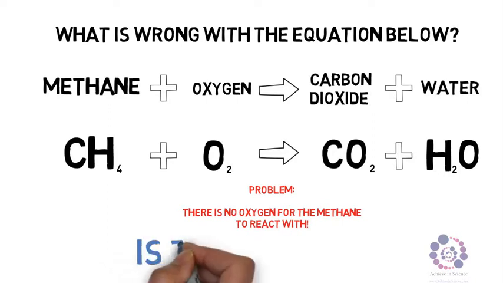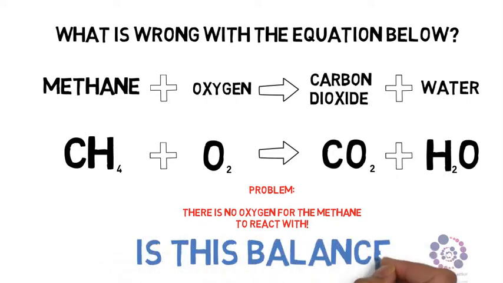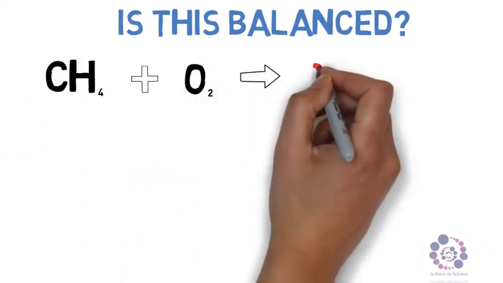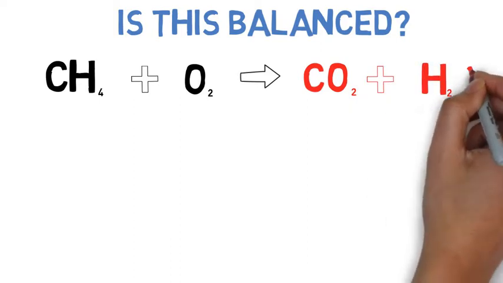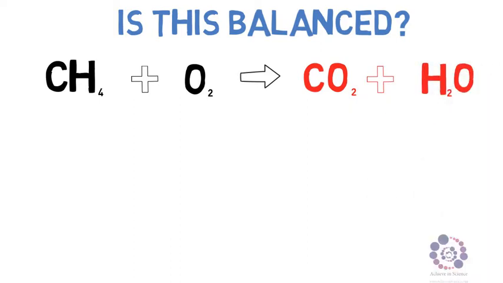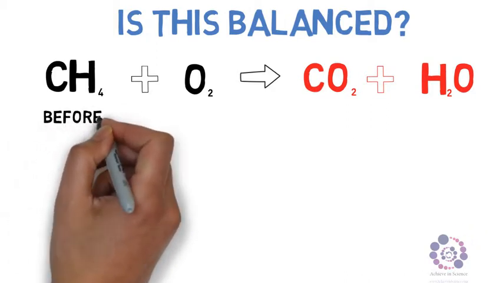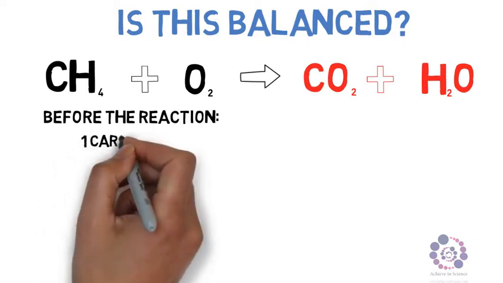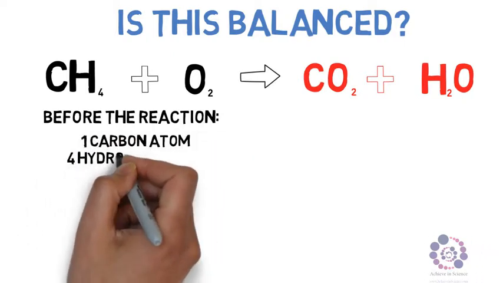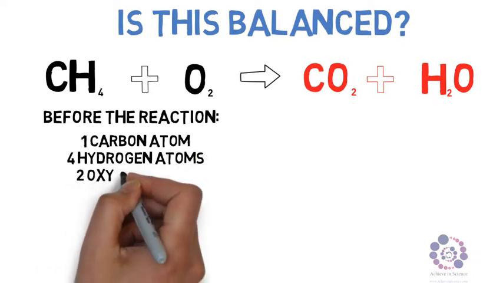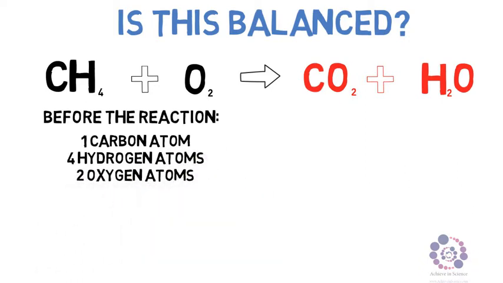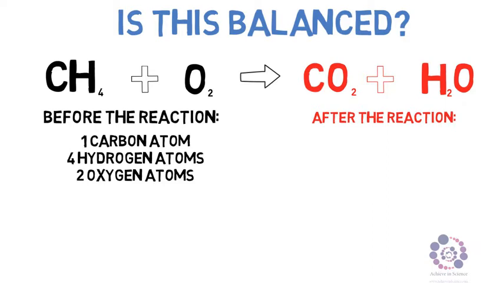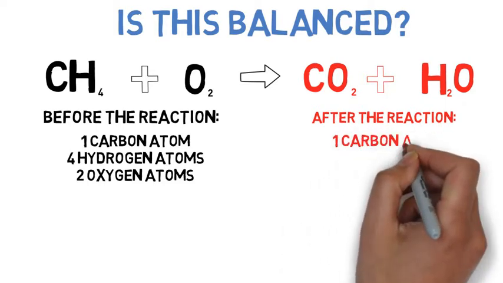The second thing we need to now look at is whether this symbol equation is balanced. So let's just rewrite it out just for a bit more space first of all. So CH4 plus O2 gives us CO2 plus H2O, where the reactants are shown in black and the products are shown in red. Now we can list what we've got. So before the reaction we've got 1 carbon atom, 4 hydrogen atoms and 2 oxygen atoms. And if we count up all the products, we find that after the reaction we have 1 carbon atom, 2 hydrogen atoms and 3 oxygen atoms.